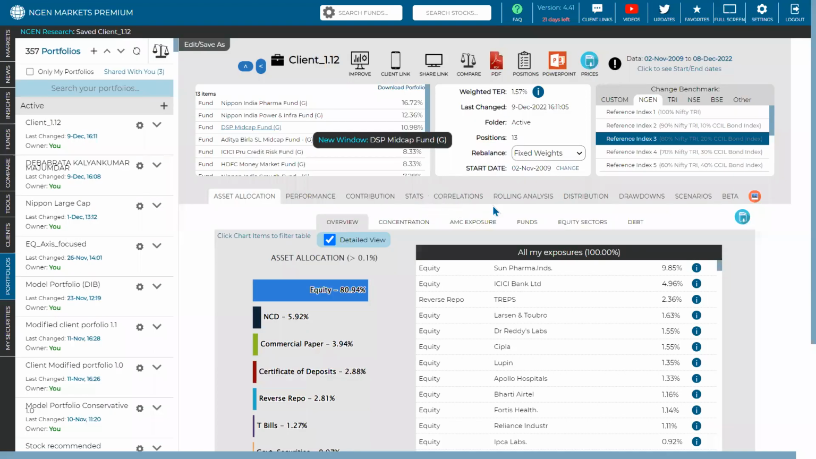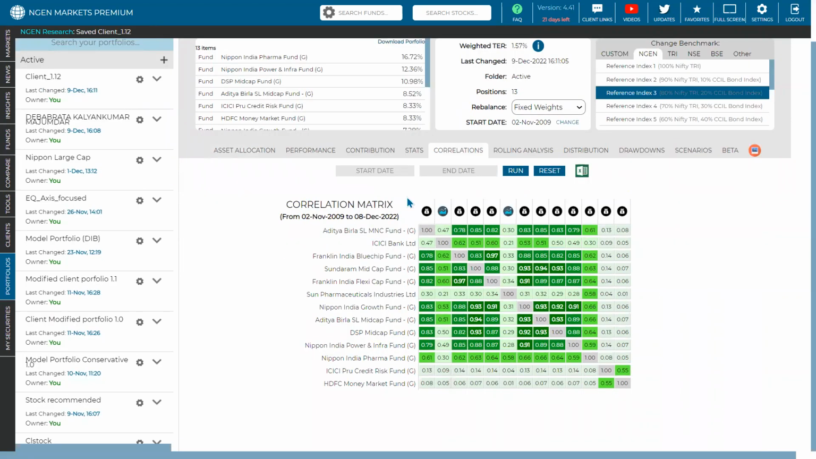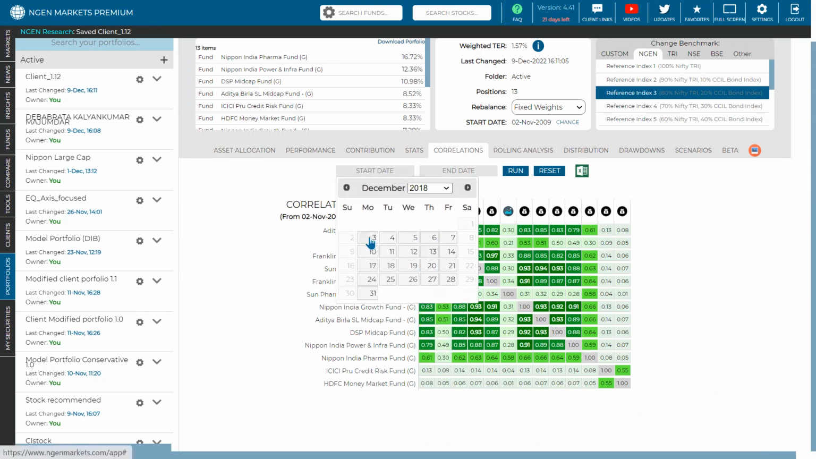Now correlation is pretty useful when you want to take a look towards a holistic approach from one time period to another time period. For an example, right now the correlation is running from 2nd November 2009 to 8th December 2022, right? So you can even have your own start date. So for an example, I'm having a start date of 2018. So a couple of years, 2018, like 4 years from now, and December 8th.